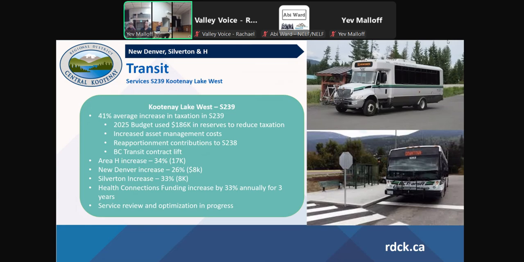Yeah, there's still an overall service review in process. So there might be potential changes in the future. So if there's routes that do not make sense anymore, or some runs get reduced, then taxation will get reduced for those areas that will see that reduced service. Or if there's a new service that's required, or some extra routes required, then taxation will increase. So there's an ongoing service review in place.